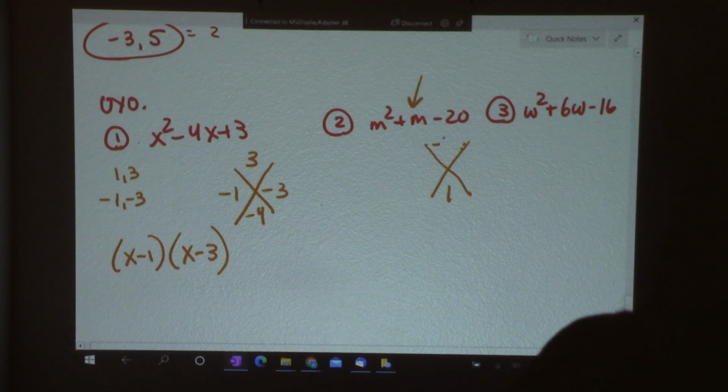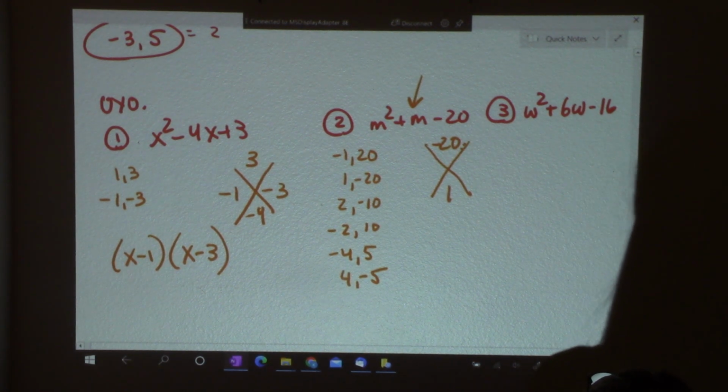Okay, so now what are my factors of -20? I've got -1 and 20, 1 and -20. Does 2 go into 20? Yes, it does. 10 times. Okay, how about 3? Does 3 go into 20? No. How about 4? Yes, 4 goes in 5 times.